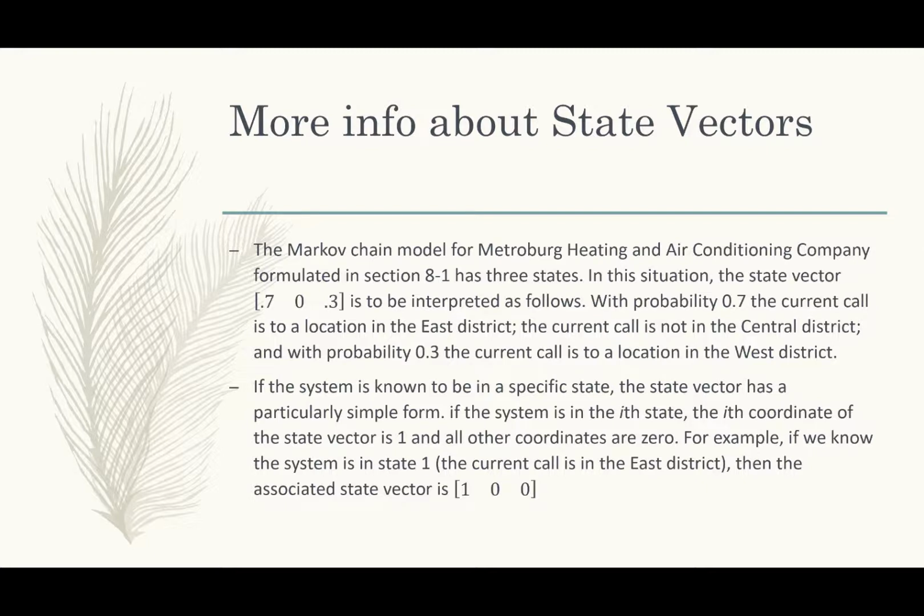Now, if the system is known to be in a specific state, meaning I know, for example, that my driver is in the East District, then there's a 100% chance, a probability of 1, that he's in the East District, because I know for a fact that he's there, which means I know he's not in Central and I know he's not in West. That's what makes the state vector 1, 0, 0.